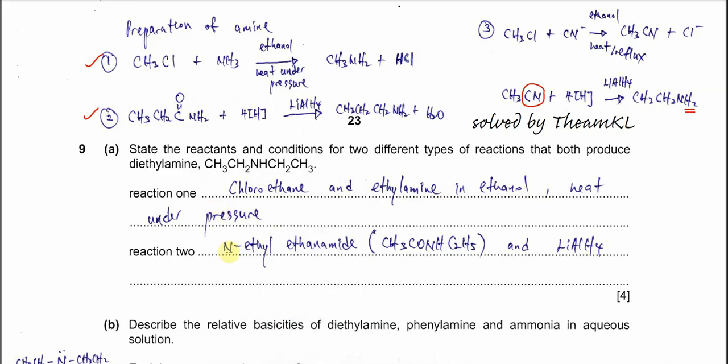So reaction 2, which involves amide, you can give the name N-ethylethanamide. This ethyl group is bonded to N, so we call it N-ethyl. And this main structure has 2 carbons, so we call it ethanamide. Of course, the reagent is lithium aluminum hydride.